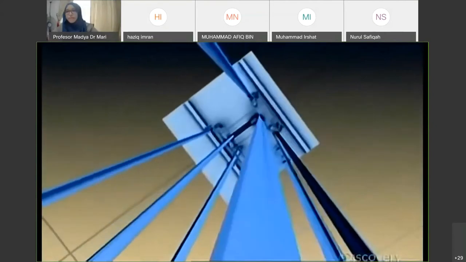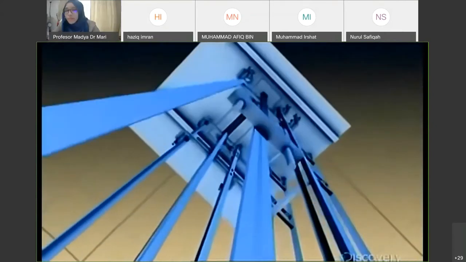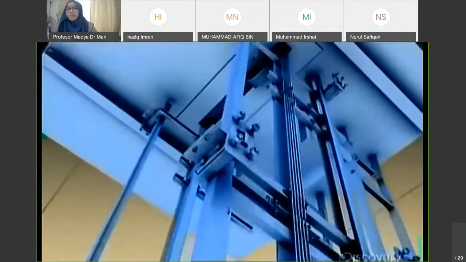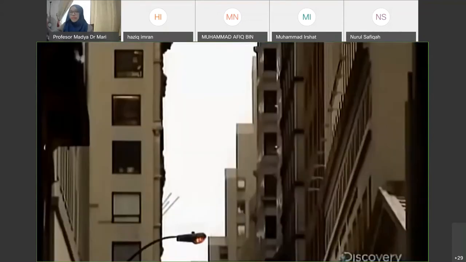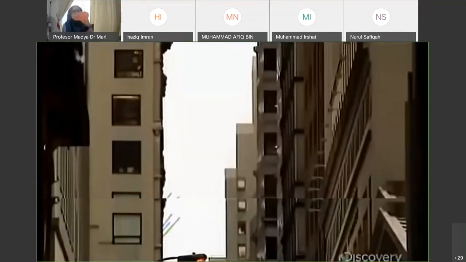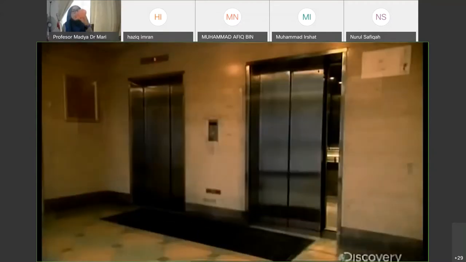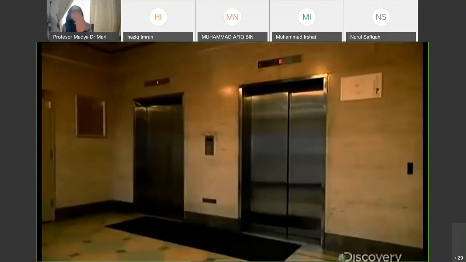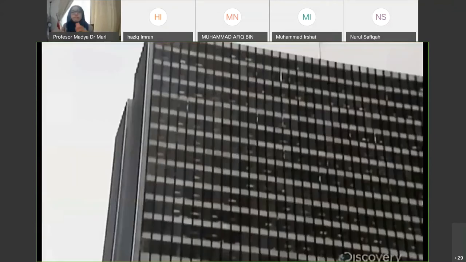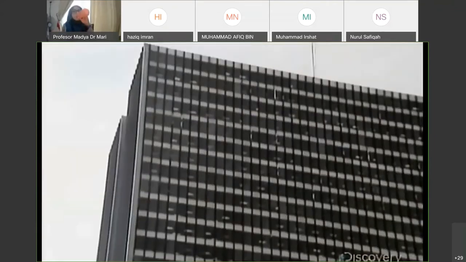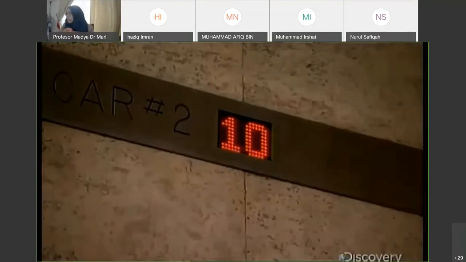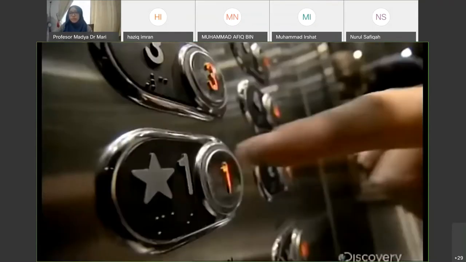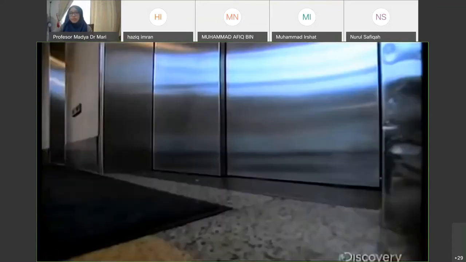Before the elevator, buildings rarely grew over 5 stories. Performed billions of rides in the world. Among the safest ways to travel, less than one chance in 12 million that something will go wrong with the elevator you're riding in. Let's see how they work.